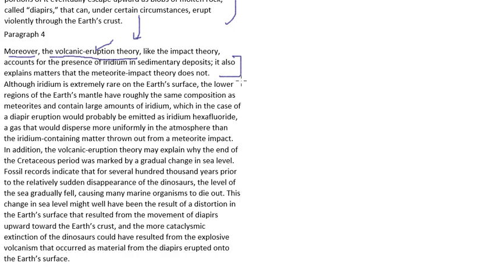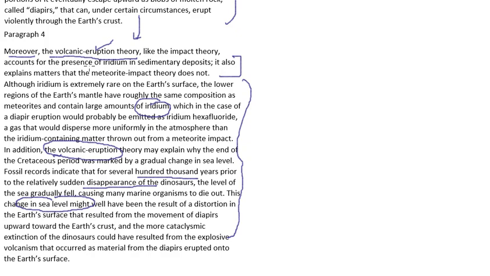So what you see is a lot of technicality. You have to just understand that the volcanic eruption theory primarily explains not only the presence of iridium, but also basically how the change in the sea level might have happened. Or in fact, it says fossil records indicate that for several hundred years prior to the sudden disappearance of the dinosaurs, the level of the sea gradually fell. So what the author wants to tell us is that this volcanic eruption theory accounts for everything and may be the best explanation for the disappearance of the dinosaurs.